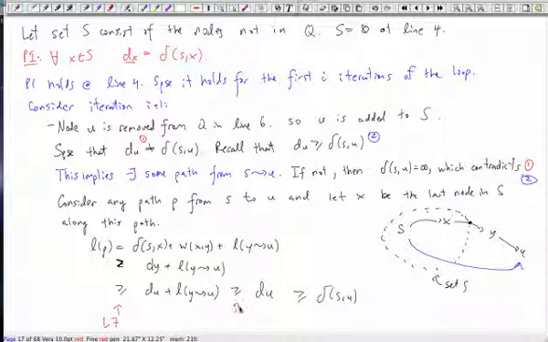Now why is this one true? Yep. All the weights are positive, right? Because L of y comma u is greater than 0. All of our edge weights are positive. And so the length of some path from y to u has to be greater than 0. And this right here is basically our property 2.